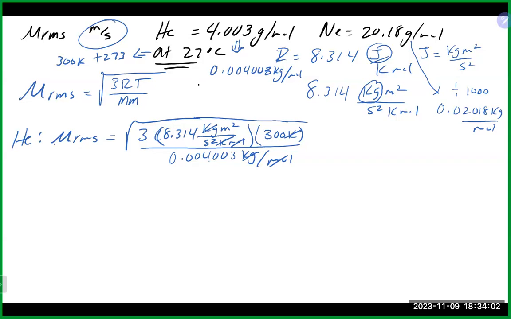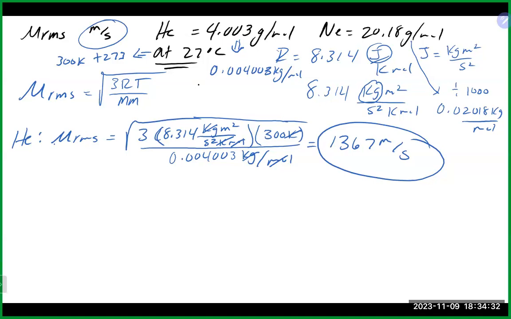And if we do all that, 3 times 8.314 times 300 divided by 0.004003, and don't forget to take the square root, that's going to get us, we'll call it, 1,367 meters per second as our root mean square velocity for our helium. Any questions on that calculation?